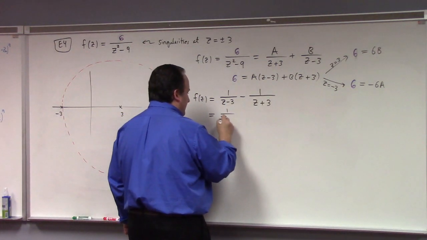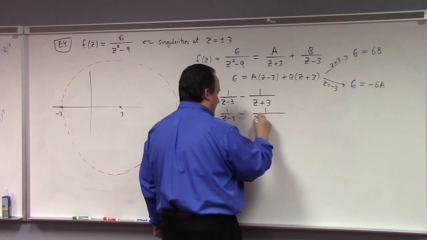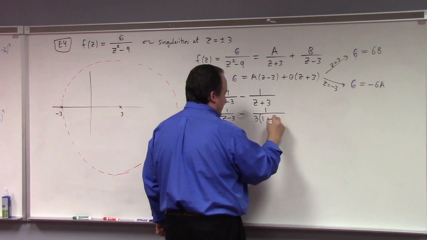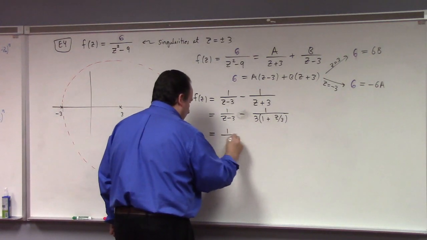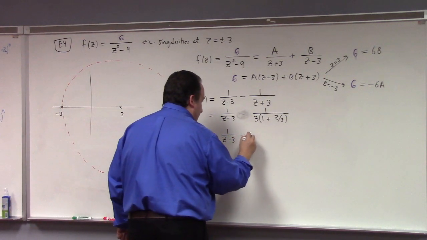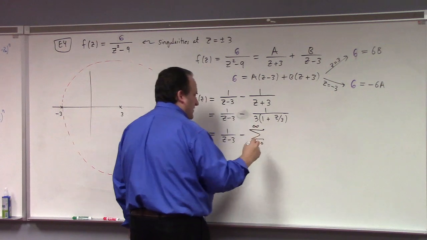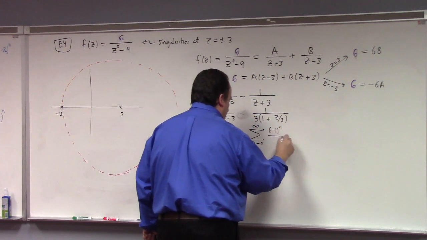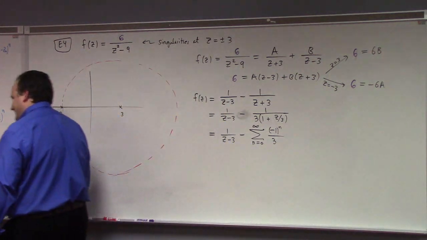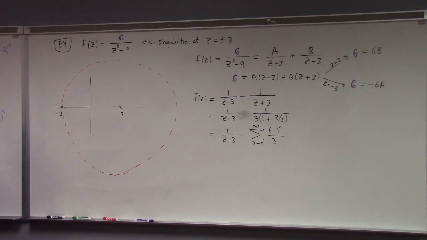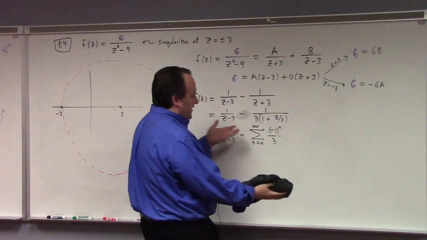All right, so 1 over z minus 3 plus minus 1 over 3. Factor it out to 3, okay? 1 plus z over 3. And so what we got? 1 over z minus 3 minus the sum, n equals 0 to infinity of minus 1 to the n over 3. Oh man, good grief. I tell you, I have been making the stupidest mistakes today. What I'm doing is not wrong, it's just pointless.